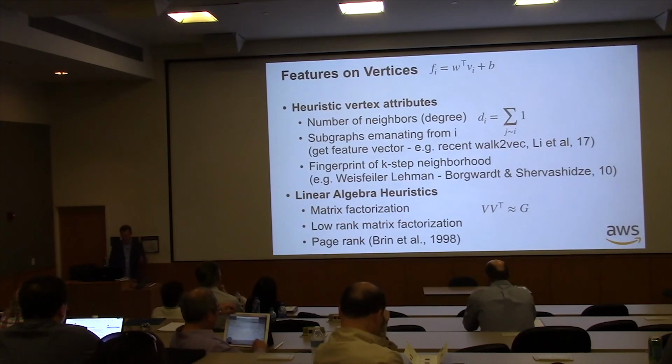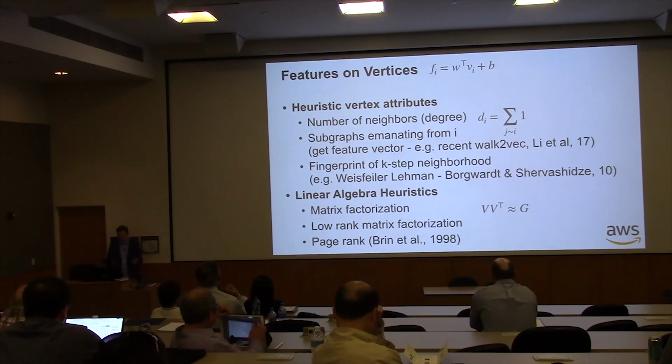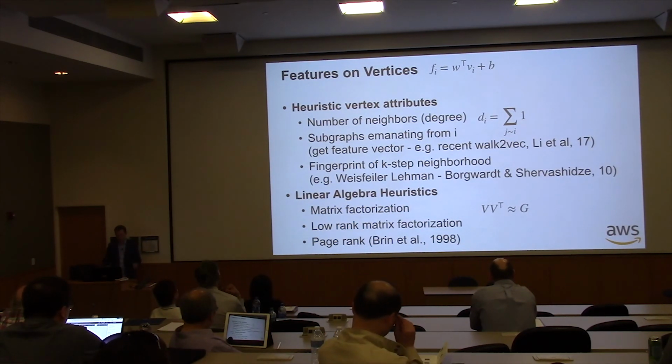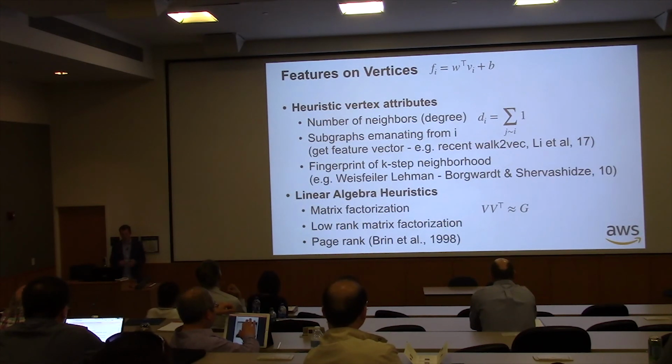And so one thing that I could do is feature engineering. So I have maybe some linear function, f_i is w transpose v_i plus b, and all the intelligence is now in those vertex features. And I could do a number of things, like the number of neighbors tells me something about how important somebody is. So I could just look at the degree, maybe the degree of the neighbors and other things. I could look at a lot of different subgraphs. Let's say maybe I take a 5-hop subgraph and I get an entire vector of that. And that's walk2vec, for instance, and people have this.